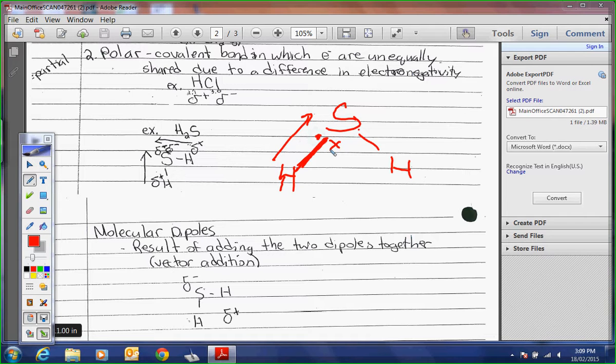Everybody okay with that? Yeah. And this shared pair of electrons here is going to lie closer to the sulfur. Everybody okay with that? So now I have a V-shaped seesaw. Little mouse, big, fat, I-ate-all-the-donuts elephant. What happens to this seesaw? Does it balance out like our linear seesaw did?